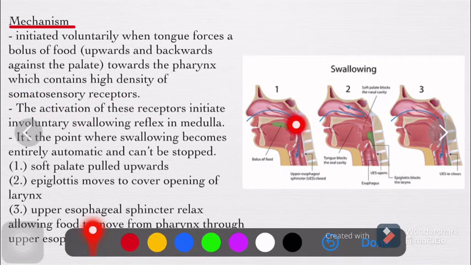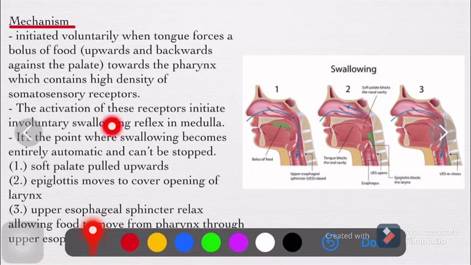Now these are the receptors which are present on the surface of the pharynx, and they are initiated by the stimulus from the bolus, which will pass from the oral cavity towards the pharynx. The activation of these receptors initiates the involuntary swallowing reflex in the medulla.